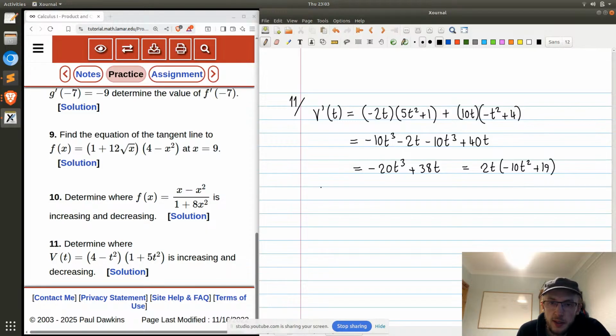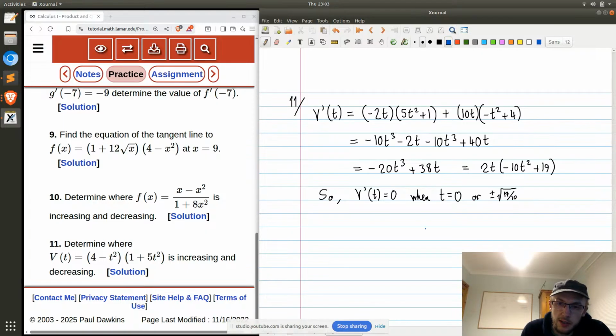Oh, right. Whoops. So rather, v prime of t equals 0 when t is 0, or setting that equal to 0, we get 19 over 10, square root, plus or minus the square root of 19 over 10. And what else can be said about it?